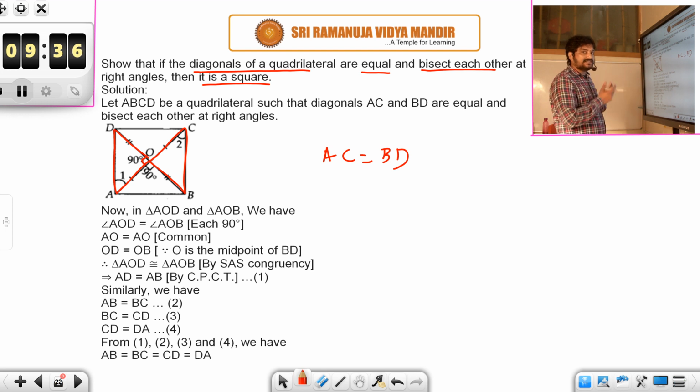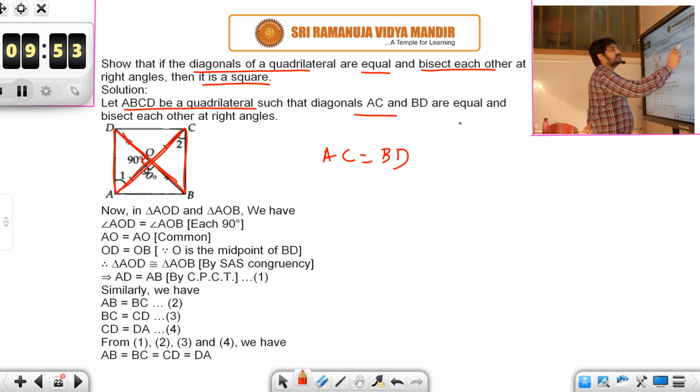So you need to show that the opposite sides are parallel. You need to show that all angles are 90 degrees, and then you need to show that all sides are equal. So all these you need to prove. Let's see how to prove. First of all, let ABCD be a quadrilateral such that diagonals AC and BD are equal and bisect each other at right angles.